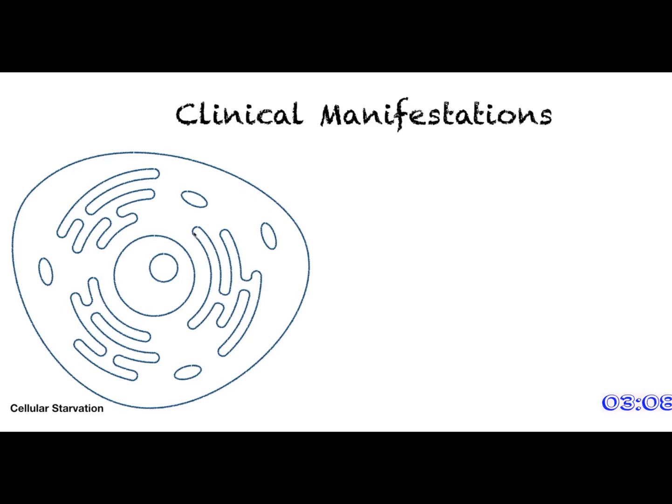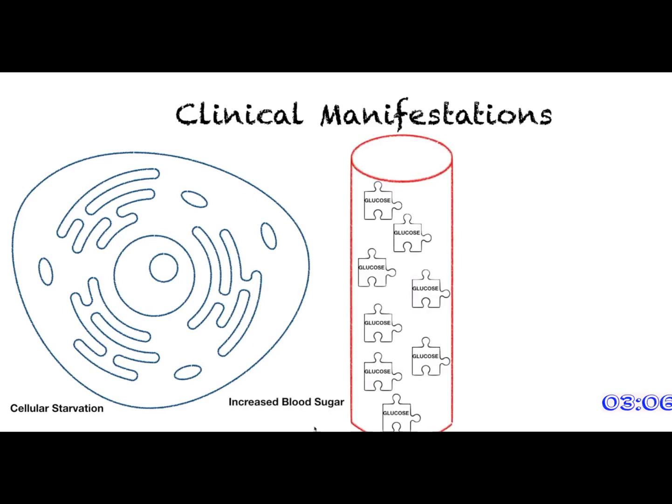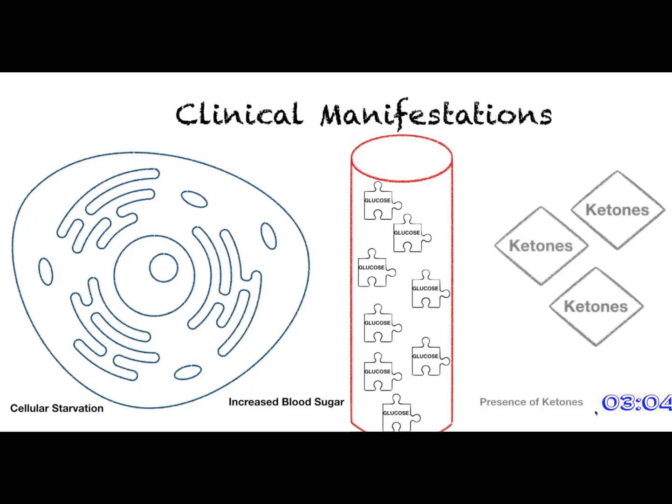Now, let's talk about the clinical manifestations of diabetic ketoacidosis. These signs and symptoms occur because of these 3 occurrences. We have the cellular starvation, or the cells are hungry. We have the increase of blood sugar in the bloodstream, and the presence of ketones in the bloodstream.